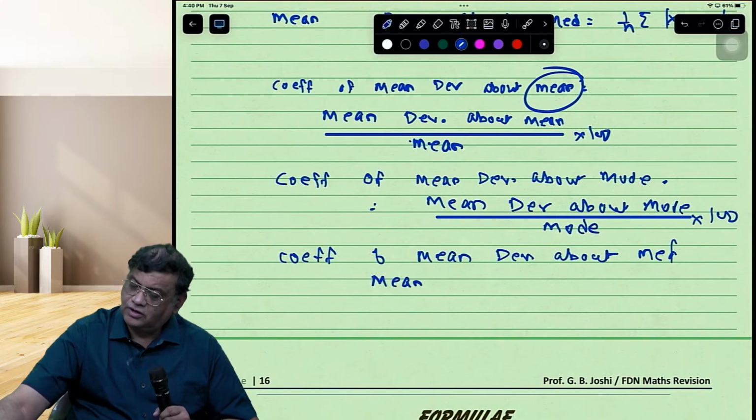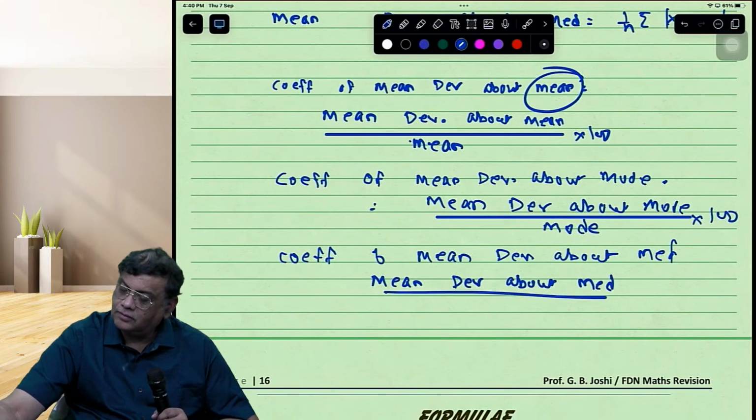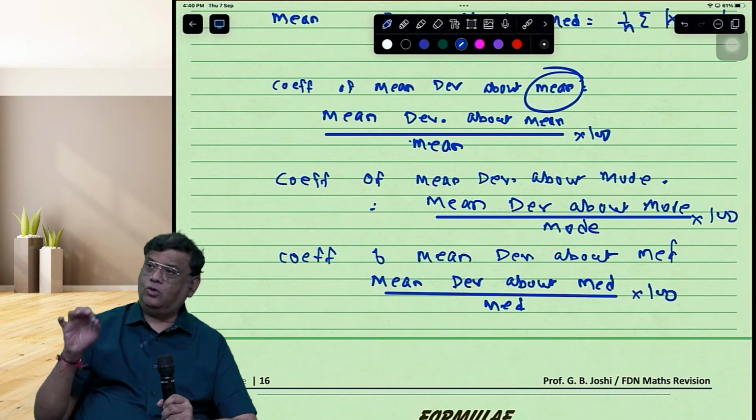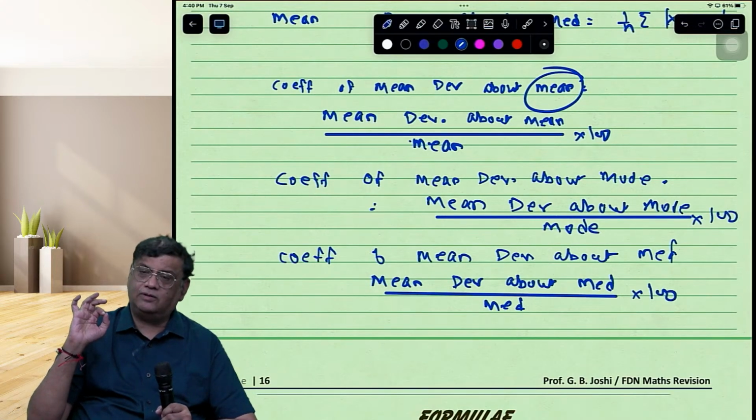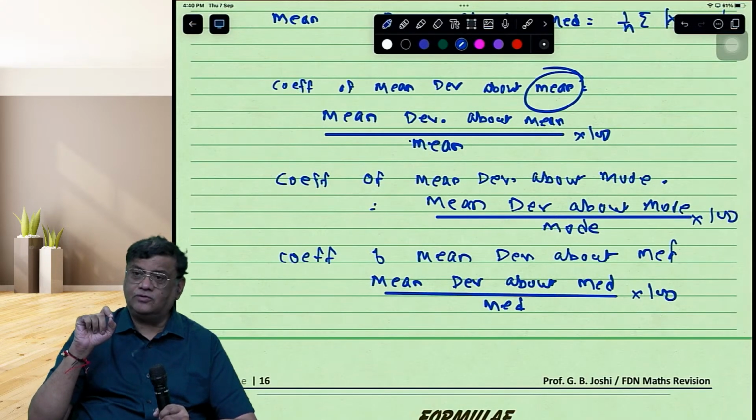Mean deviation about median, that divided by median and that multiplied by what? 100. ये समझा क्या बाळांनो? तो क्या है फॉर्मूला फॉर मीन डेविएशन अबाउट मीन? x माइनस एक्स बार मॉड्यूलस. ये मॉड्यूलस का मीनिंग क्या होता है?